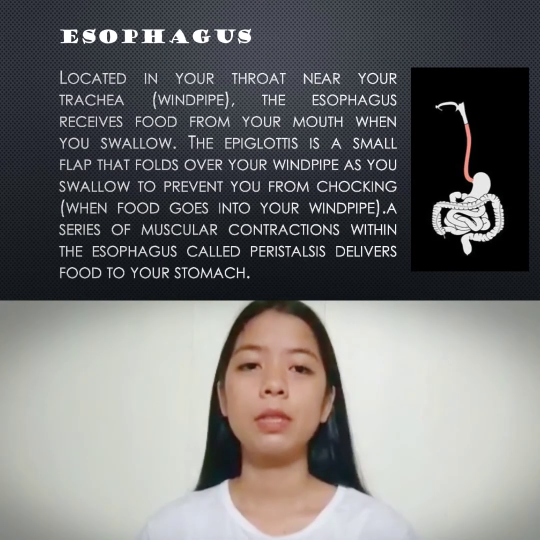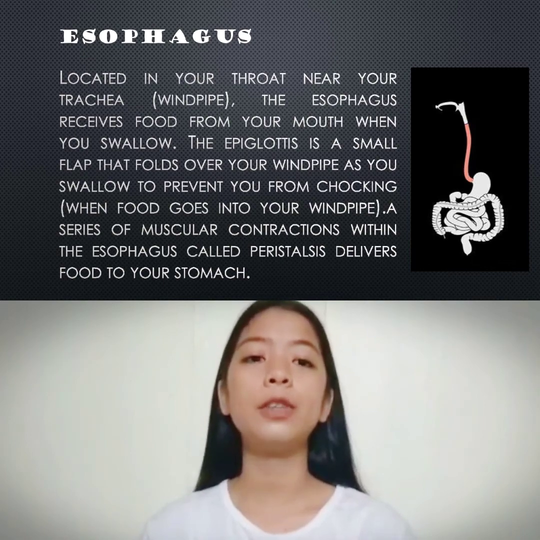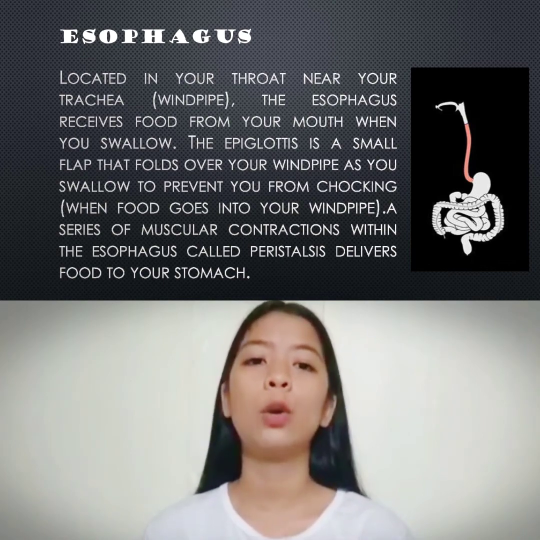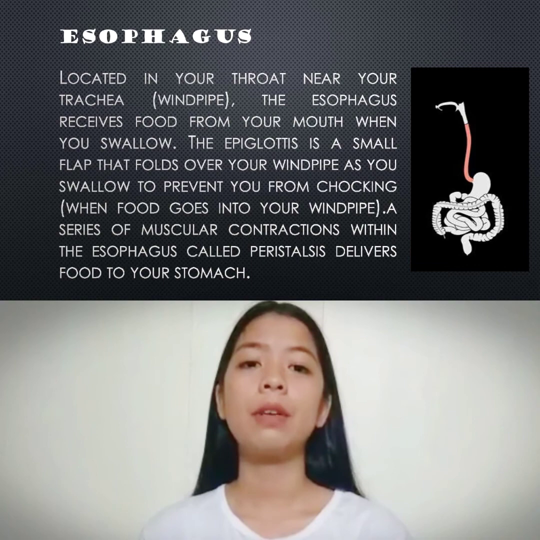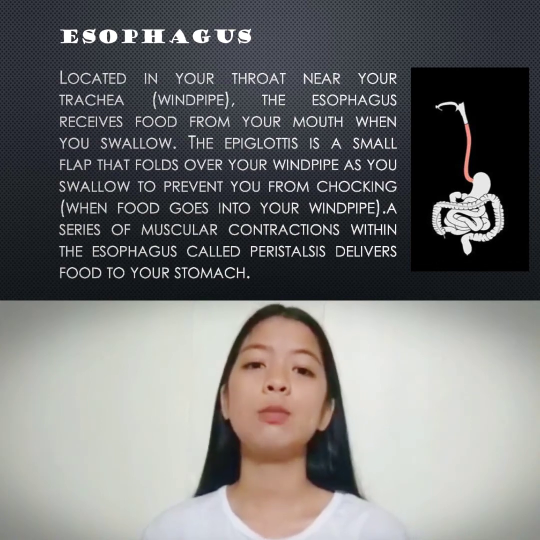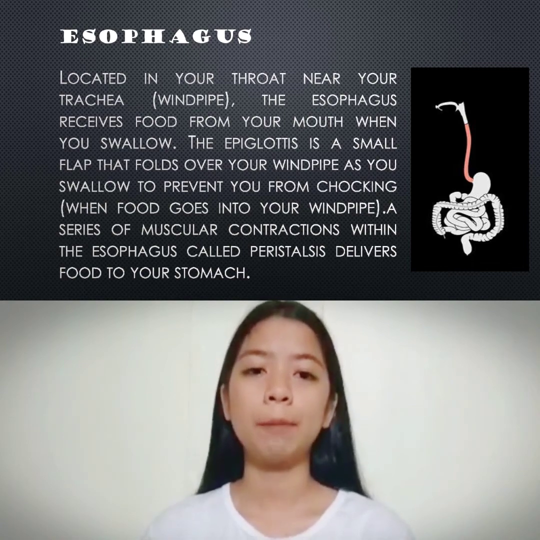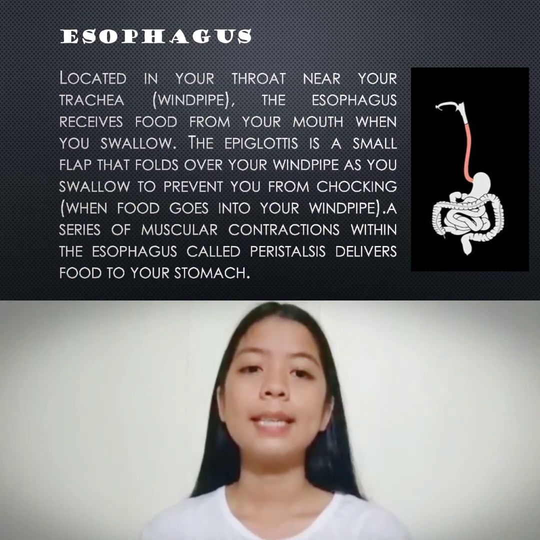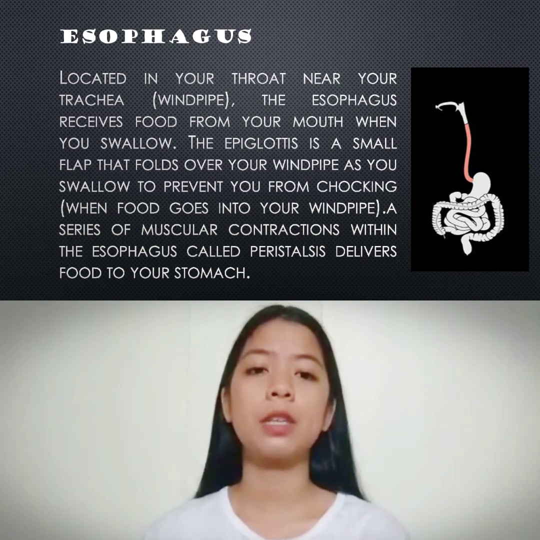So, esophagus. It is located in your throat near your trachea or windpipe. The esophagus receives food from your mouth when you swallow. The epiglottis is a small flap that folds over your windpipe as you swallow to prevent you from choking. A series of muscular contractions within the esophagus called peristalsis delivers food to your stomach.